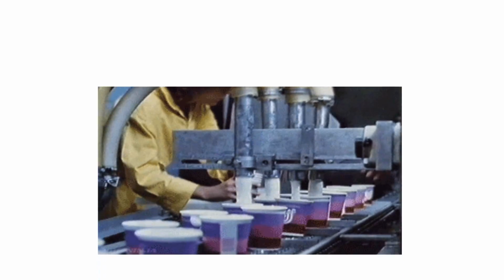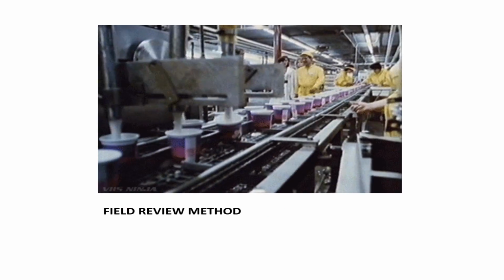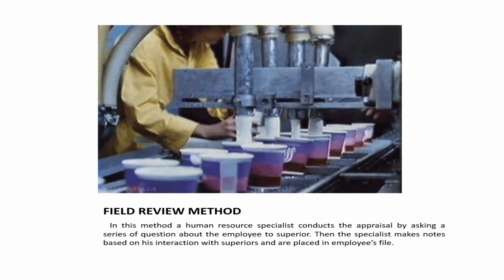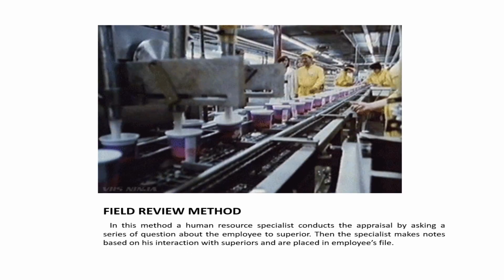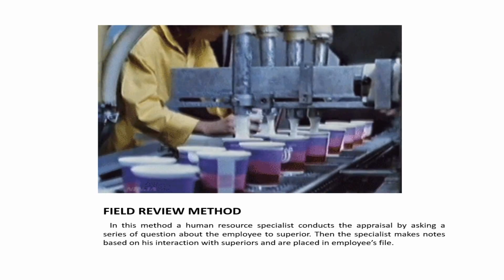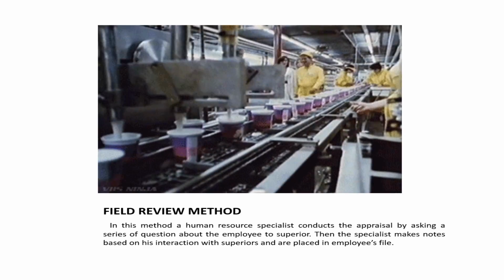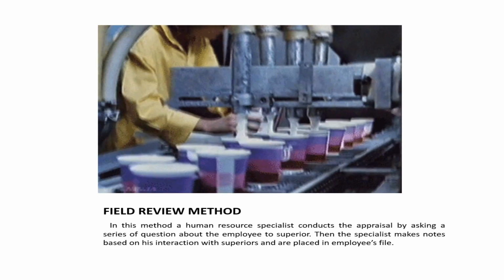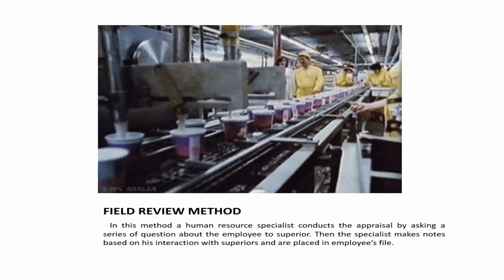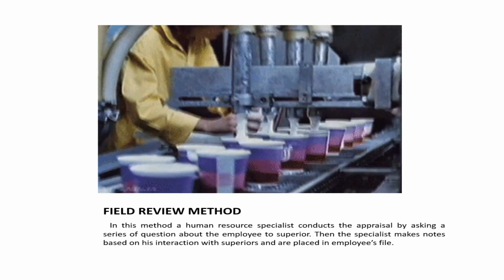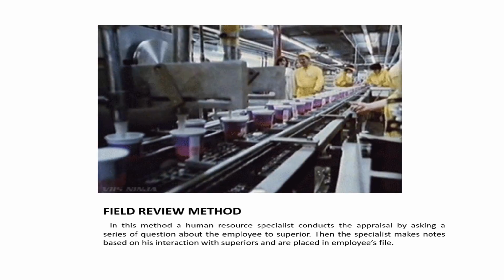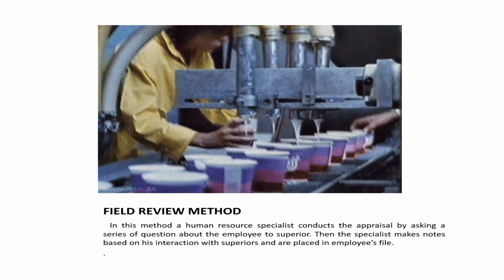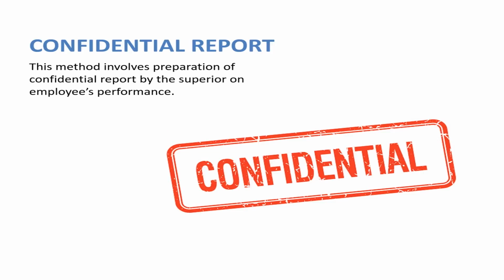Next one is field review method. In this method, a human resource specialist conducts the appraisal by asking a series of questions about the employee to the superior. Then, the specialist makes notes based on his interaction with superiors, and these are placed in the employee's file. And the last one is confidential report. This method involves preparation of a confidential report by the superior on the employee's performance.